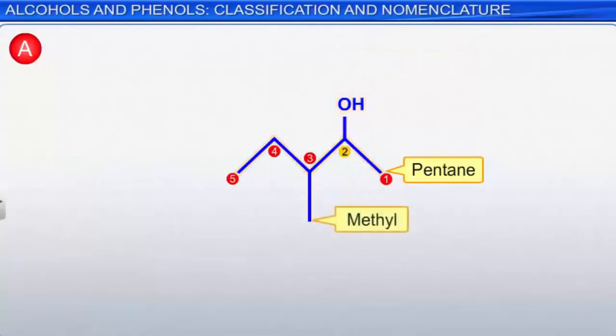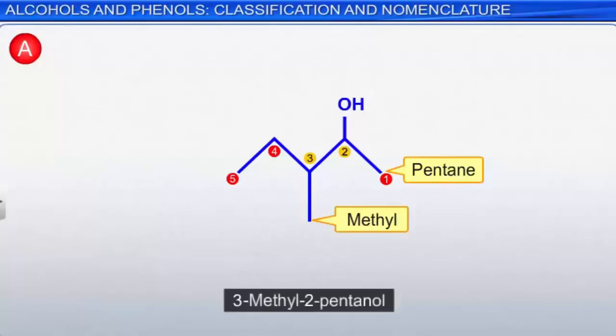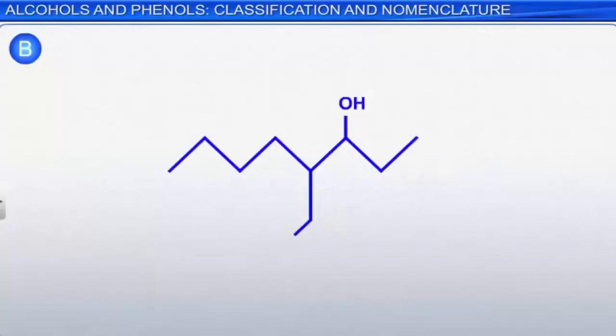There is a methyl group at carbon 3. So, the correct name of this molecule is 3-methyl-2-pentanol. In molecule B, the longest continuous chain has 8 carbons.